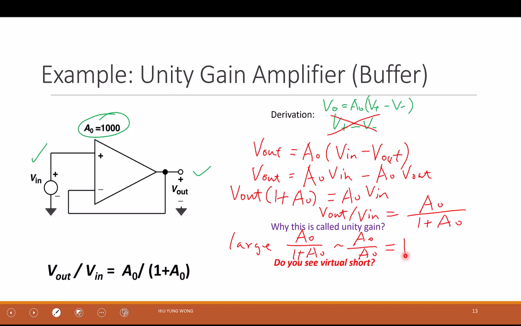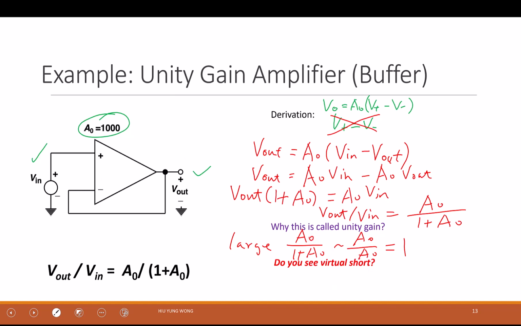So in the ideal case, if A is infinite, then your V in will be equal to V out. It's a buffer. Now, you may ask, what is the point of having an amplifier with a gain equal to 1? The important thing is that it is a buffer. Later we will learn that this can help you transform the output impedance to a small one if your first stage has a large output impedance. I get the same gain, but now I also have a good output impedance. We can study that later.